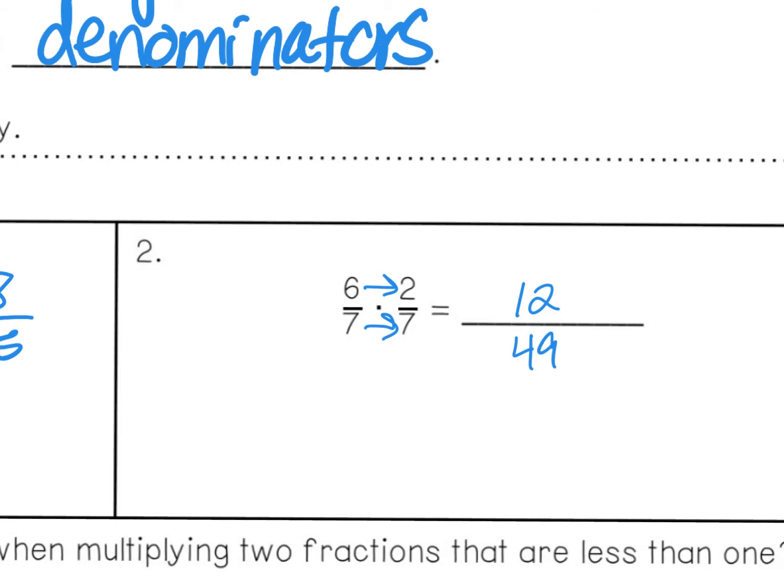Again, we would simplify, so we're looking for a number that evenly divides into 12 and 49. 12 is an even number, so we know it would be divisible by 2. 49 is an odd number, therefore it would not be evenly divisible by 2. 12 is divisible by 3, but 49 is not evenly divisible by 3. So therefore, 12/49 is going to be our answer. That is in simplest form.